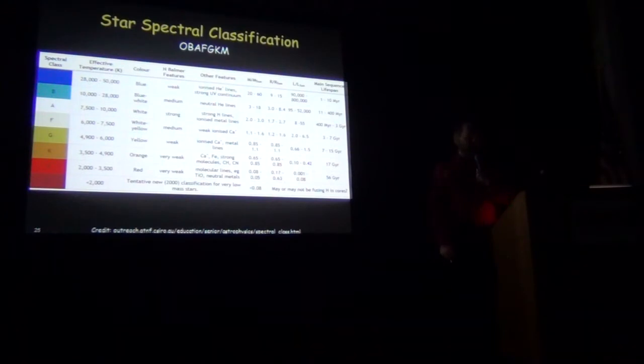Notice that there's no green stars. So whenever you see an astrophoto with green stars, that's a Photoshop thing. It's not real. This is the color that you're going to see radiated effectively from it.